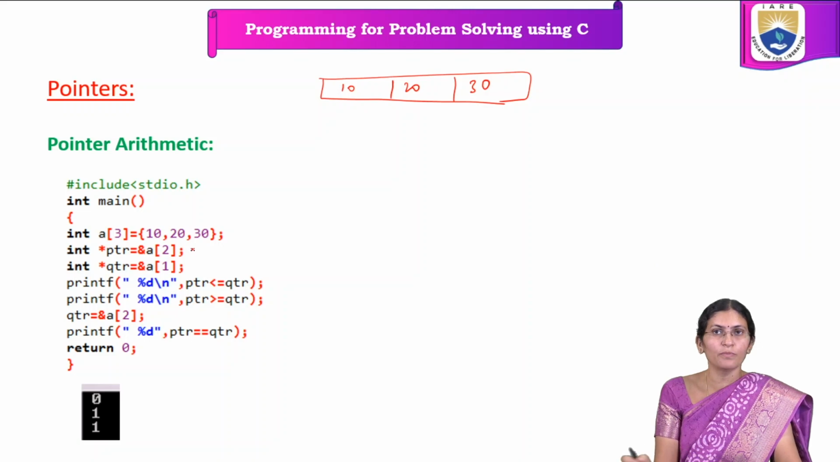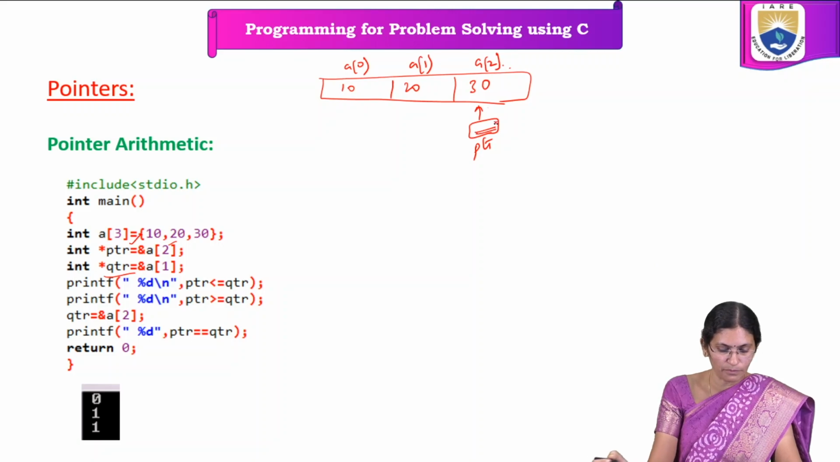We are declaring 2 integer pointers here: pointer ptr and the other pointer variable qtr. ptr is pointing to the third element of the array, a[0], a[1], a[2]. ptr is pointing to the third element of the array. Whatever the address of a[2] is, that will be stored in the variable ptr.